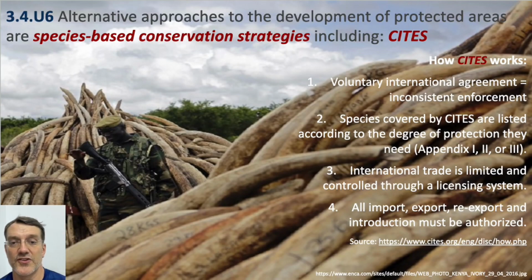Species-based conservation strategies. The CITES Convention falls into this category because it identifies species by name. Species that fall within the vulnerable, threatened, endangered, critically endangered categories of the IUCN Red List show up on the CITES list. They're categorized into Appendix 1, 2, or 3 based on the degree of threat. And that convention prohibits international trade in those very specific cases.